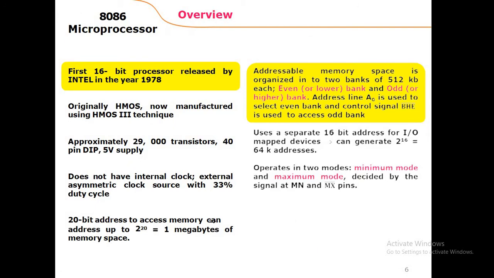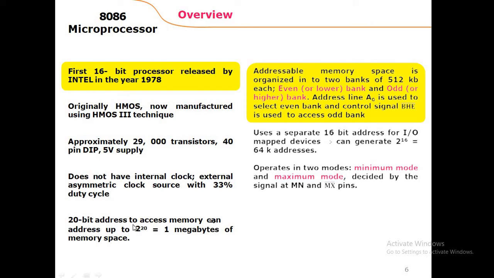So, we will discuss the 8086 processor. The 8086 processor is the first 16-bit processor released by Intel in the year 1978. It uses HMOS technology. It has approximately 29,000 transistors. It comes in a 40-pin dual inline package with a 5-volt supply. It doesn't have an internal clock. An external asymmetric clock source provides a 33% duty cycle. It has a 20-bit address bus and a 16-bit data bus.